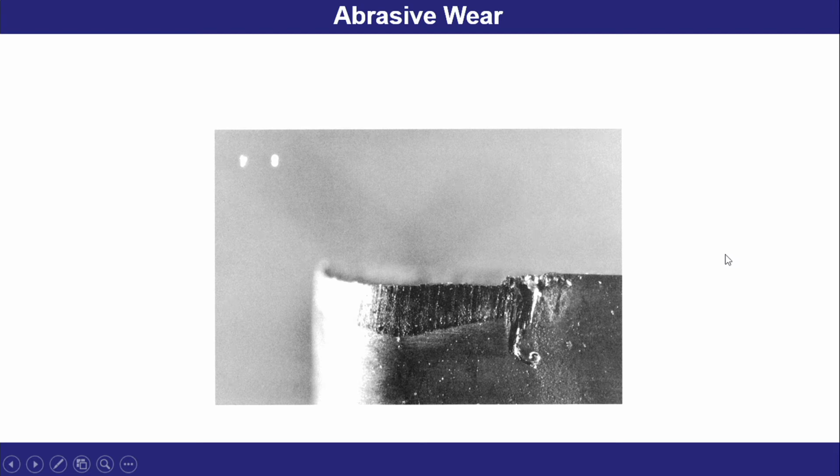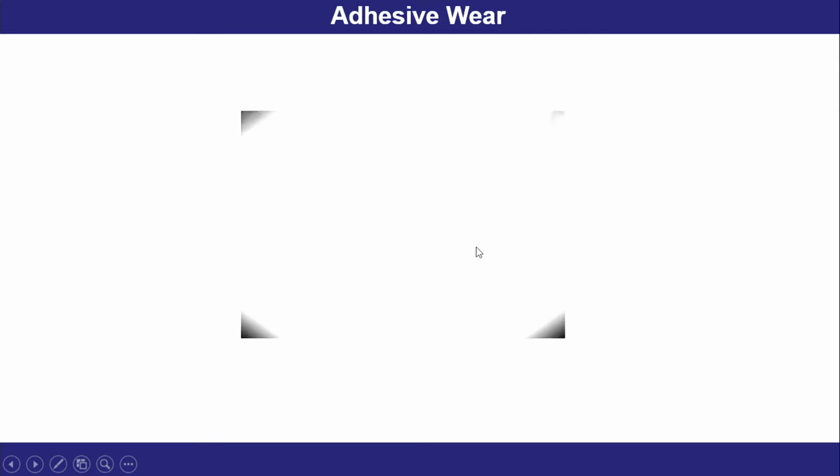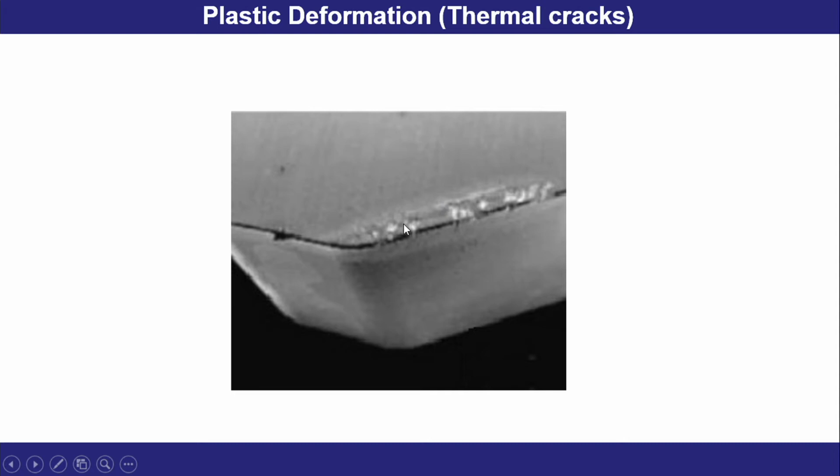Now, crater wear may occur on the rake surface of the cutting tool. This is another type of wear. This is adhesive wear. These are the different types of wear. Photographic view of adhesive wear. Thermal cracks may happen on the cutting tool surface because high heat is generated during machining, particularly high speed machining like CNC machining for harder materials.